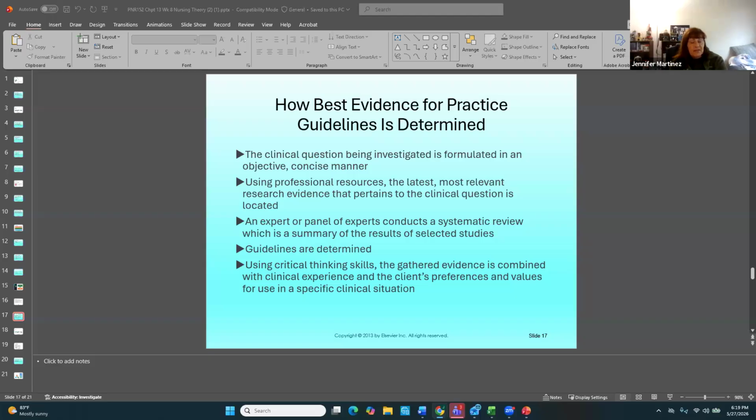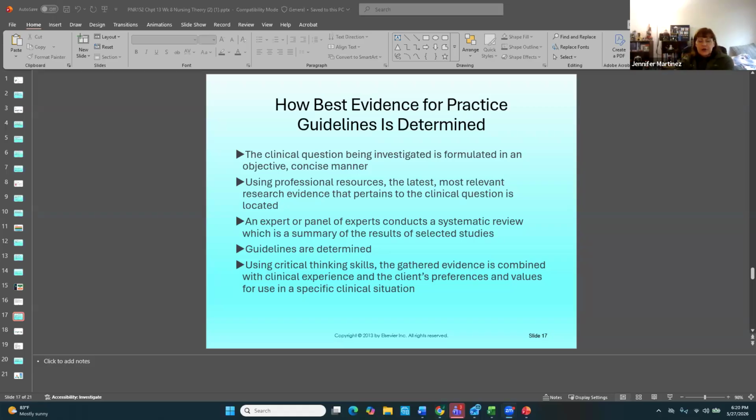And then from the results of that review, they are going to determine the guidelines for whatever it is that you are looking for. And then they're going to use critical thinking skills. You're going to take the gathered evidence combined with clinical experience, as well as client preferences and values, for use in a clinical situation. So again, whatever the situation is, like I said, I just used falls because that's something that's always an issue.